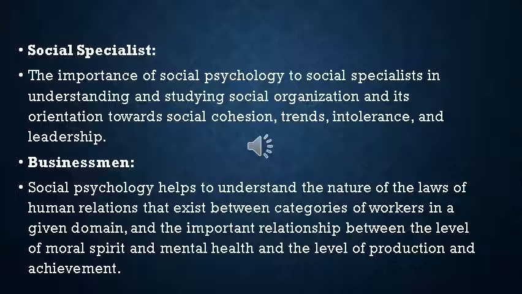So he should know the laws of human relations, how people can relate with each other and interdepend on each other. Interdepend means that there is an exchange relationship that exists between categories of workers, because not all the workers will work in the field of production. People are going to design, people are going to manufacture, okay? So we are going to have categories of workers within the manufacturing or within the organization and so on, in a given domain, in a given field, like the example of technology.